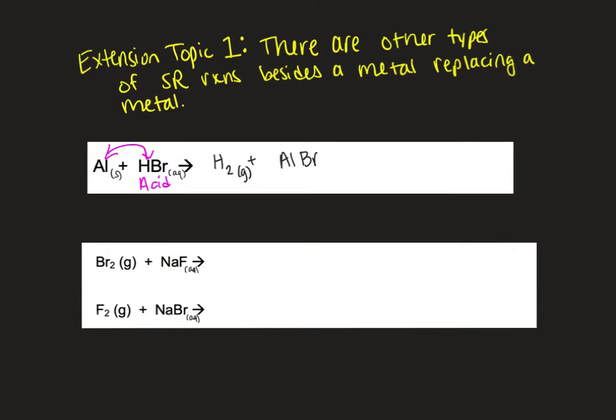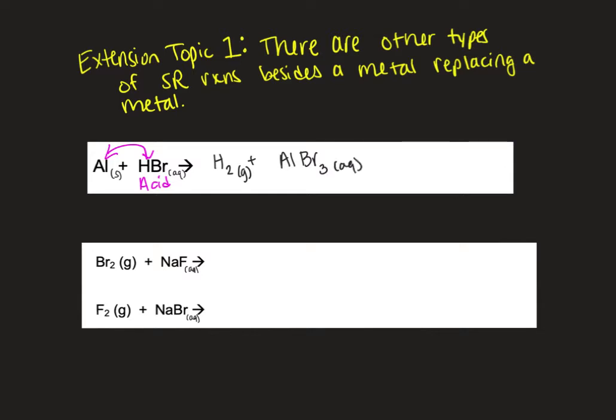So anytime you react a metal with an acid and there is in fact a reaction, you're going to see bubbles because hydrogen gas is formed. And then your aluminum has a +3 charge when it's charged, and then your bromide ion is -1. So that's going to be AlBr3. This is usually going to be aqueous.